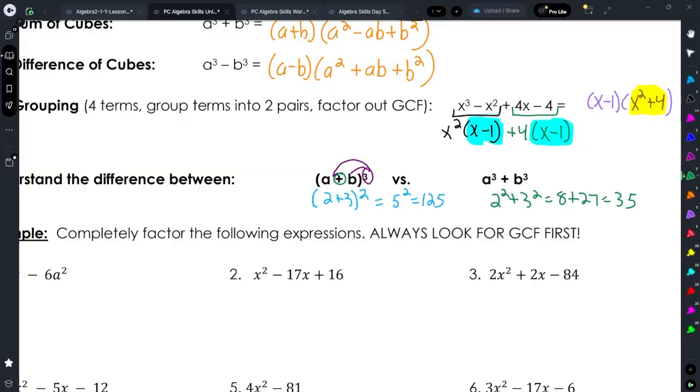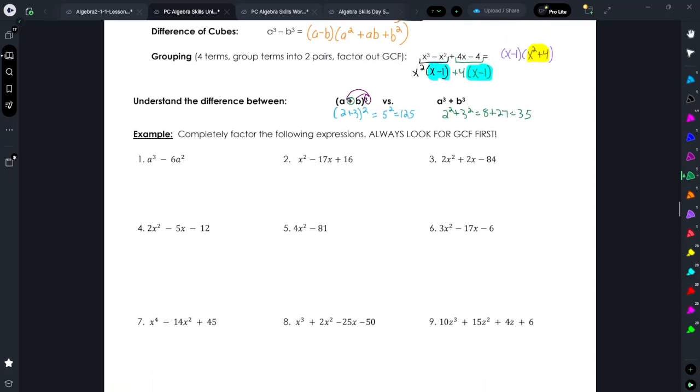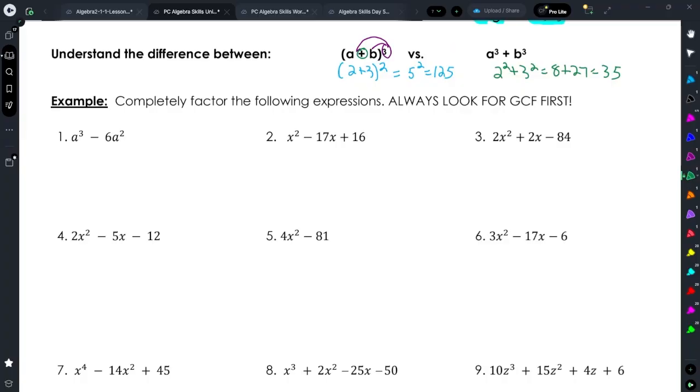All right, so let's do some examples. We have 9 here. When we are factoring, we always want to look for a GCF first. That should be our first step.